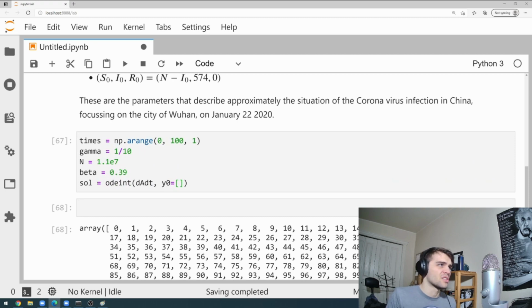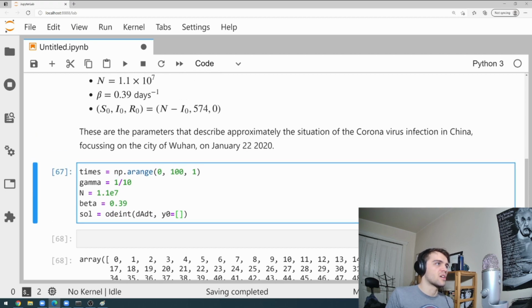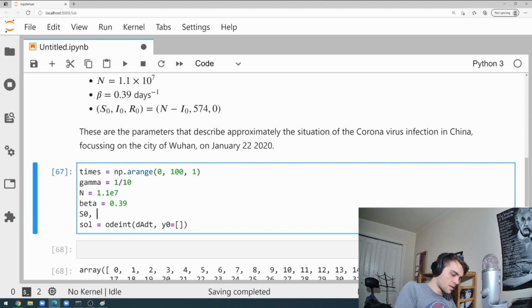Sorry, that's not initial conditions. Initial conditions is just S naught, I naught, and R naught is equal to, what do we have? N minus 574, 574, and 0. This is the initial number of susceptible people, the initial number of infected people, and the initial recovered people. So I can pass those in here.